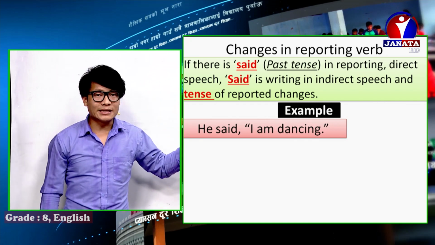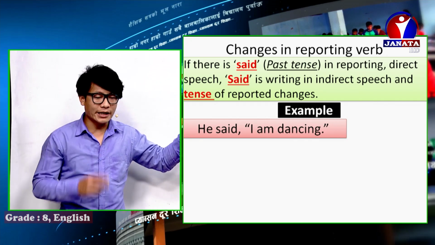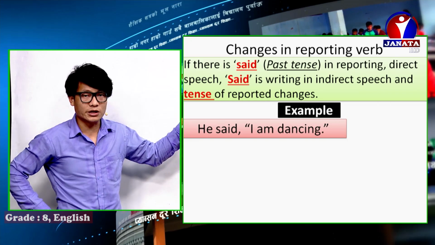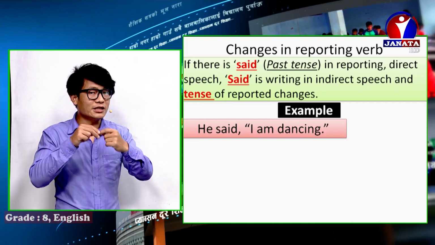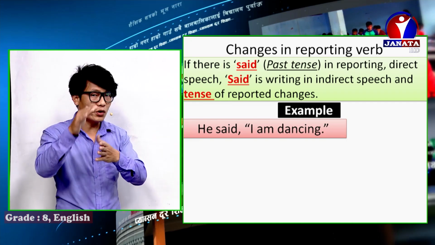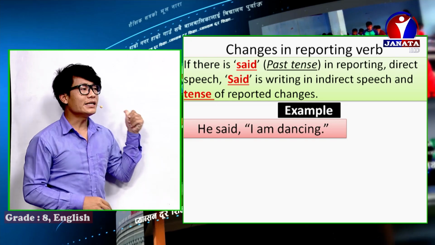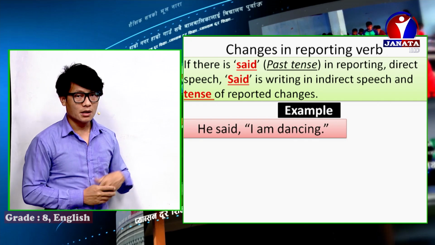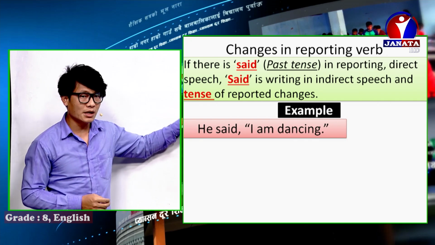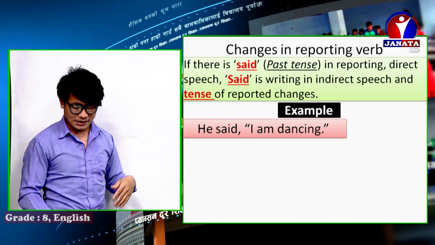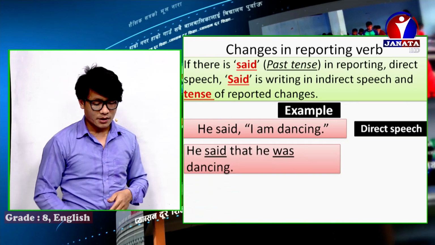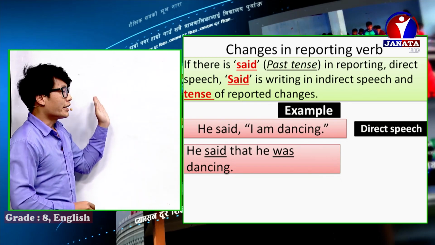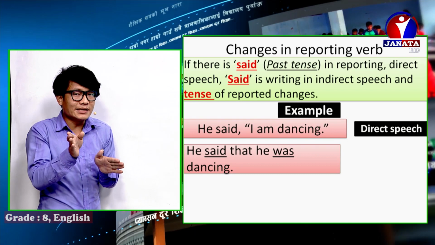I am dancing. I is a subject. Am dancing. Am is R plus buffer. That means a present continuous. So this is in present continuous. So present continuous should be changed into past continuous. I will show you the list later, okay. He said, I am dancing. So we need to change the tense of the reported. The tense of the reported is the present continuous. Now present continuous should be changed into past continuous. Like, he said that he was dancing.